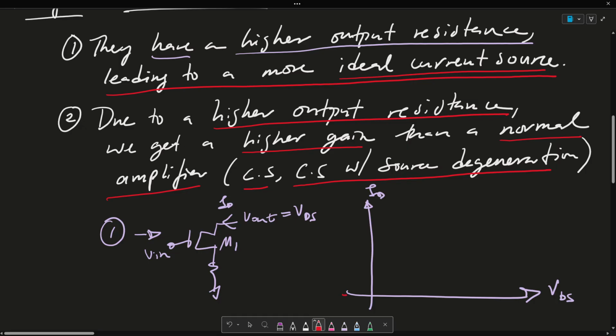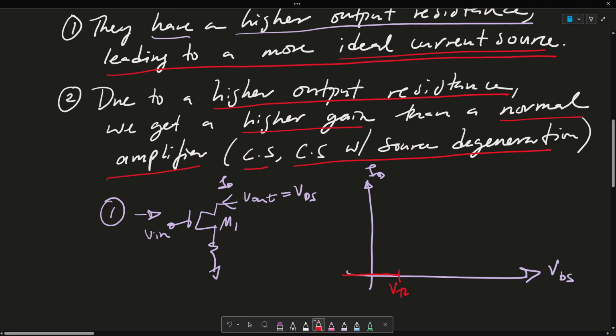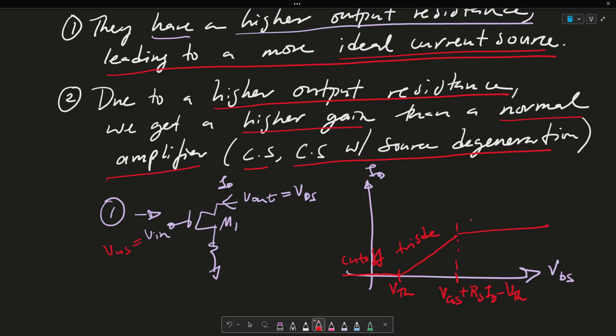We said that the first part, as we increase VDS, until we reach this VTH, this is my cutoff. And then my triode is this, for a common source with source degeneration, it's this VGS or VN, plus RSID minus VTH. Again, I talked about this in a previous video, so please make sure to check that out. And this is the saturation region here.